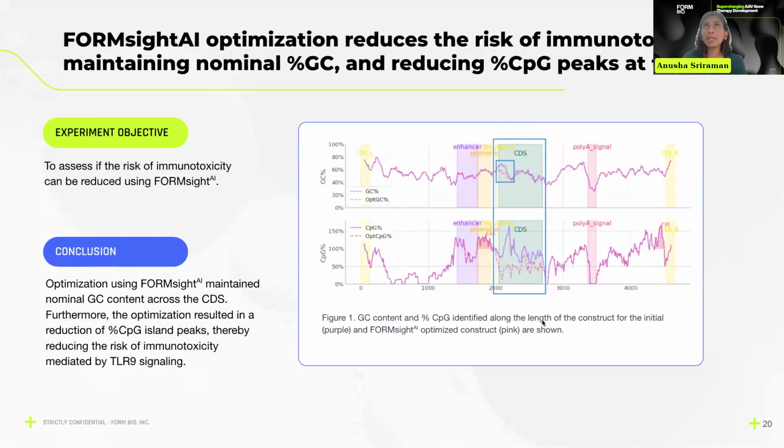Next, to determine whether this optimization also reduces the risk of immunotoxicity, we looked at the GC content and CpG island for the initial and the optimized constructs. The initial construct here is in purple, and the optimized construct is the pink dotted lines. Since the GC content at the CDS is hovering at about the biological norm, the optimization couldn't change it much. You can see that it is still very close to the initial construct, right? So we are not overfitting or overcorrecting for it.